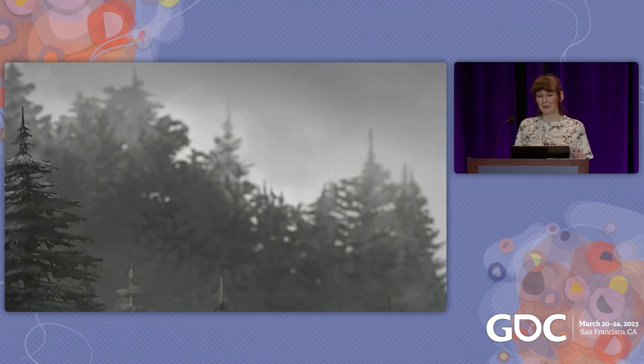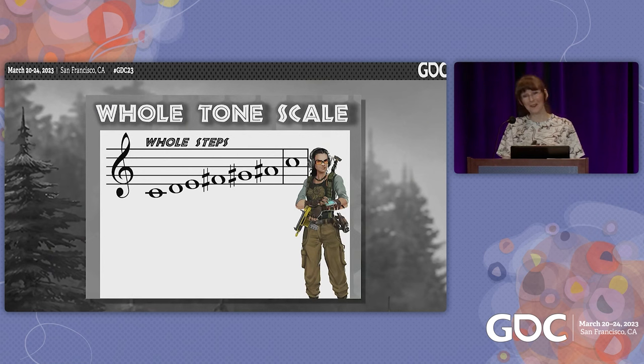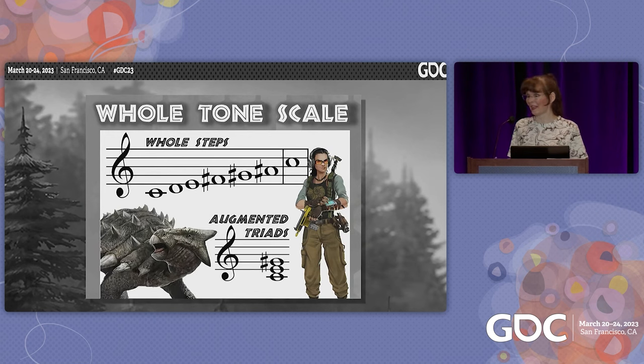As you can see, if we're looking for an unbalanced scale with no tonal center, then the whole tone scale is precisely what we need. Also, it features augmented triads, which are also harmonically ambiguous. Now, all of this is great for creating uneasy sounding music. Let's check out another example.